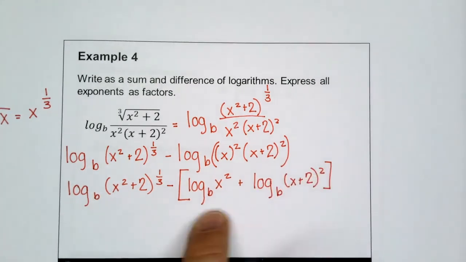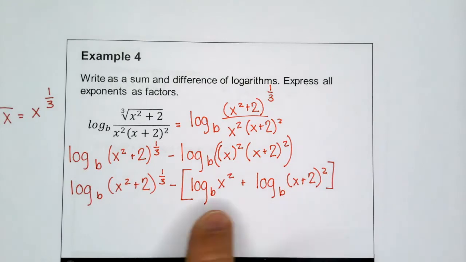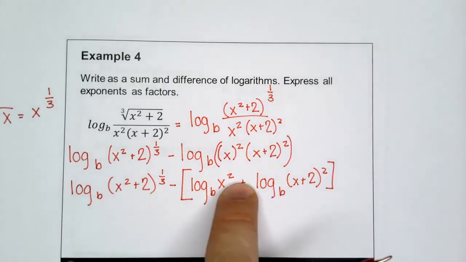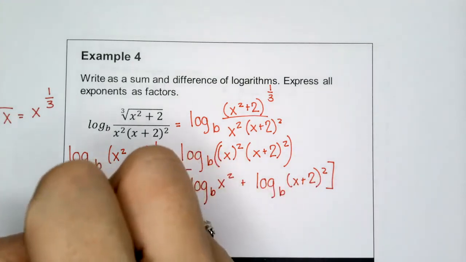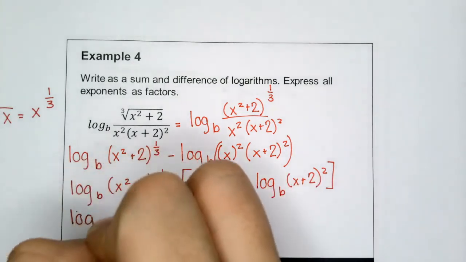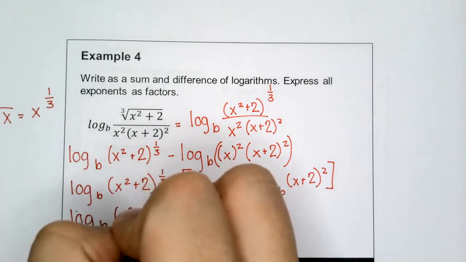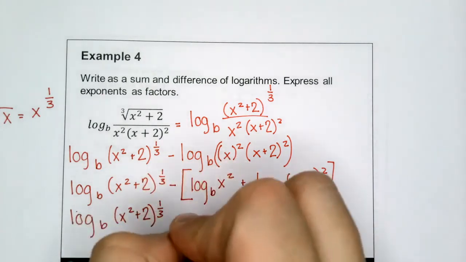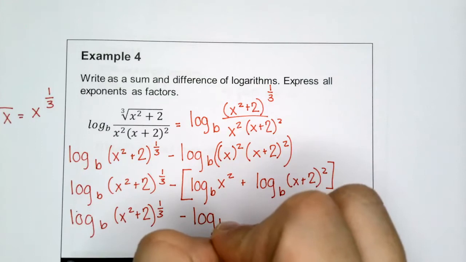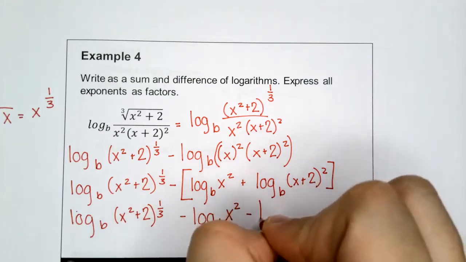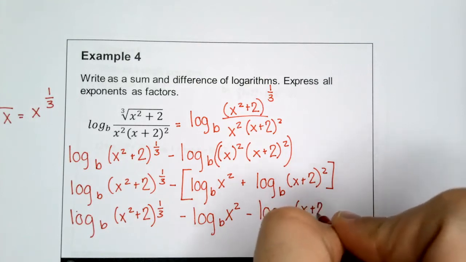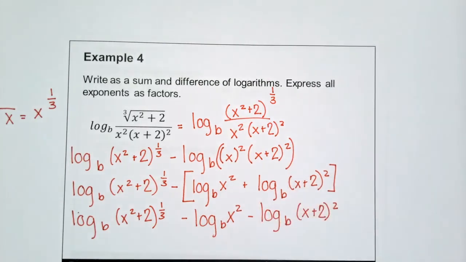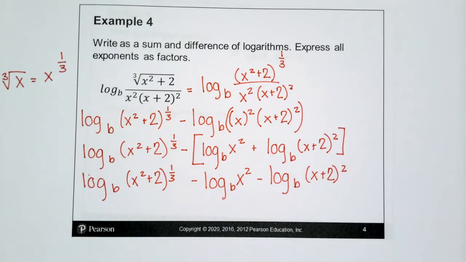Okay. Or if you want, you can skip this step and just put a minus here and a minus here. That would be the same as distributing the minus sign. So that would be log base b of x squared plus 2 to the 1/3 minus log base b of x squared minus log base b of x plus 2 squared. Distributing that negative sign. All right.